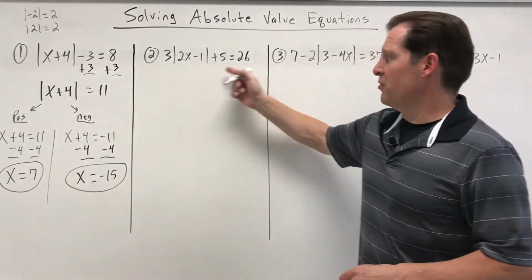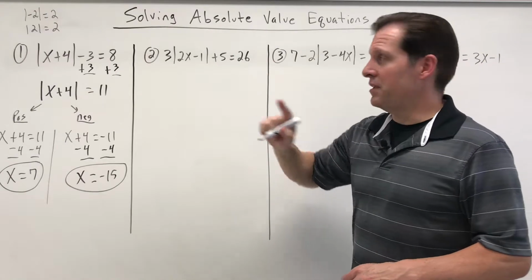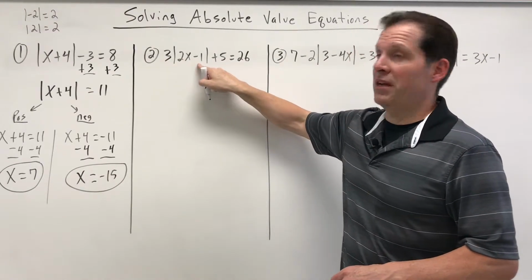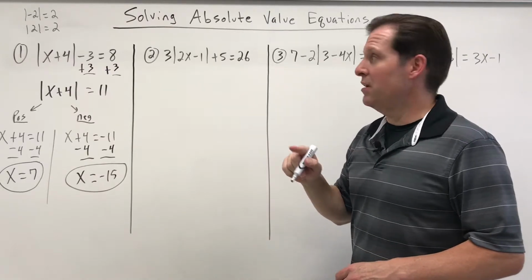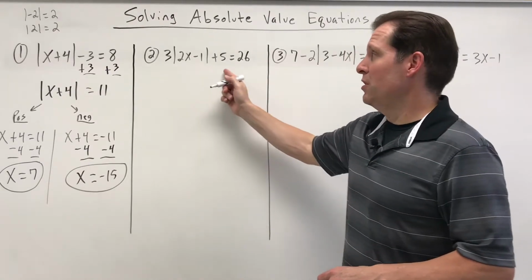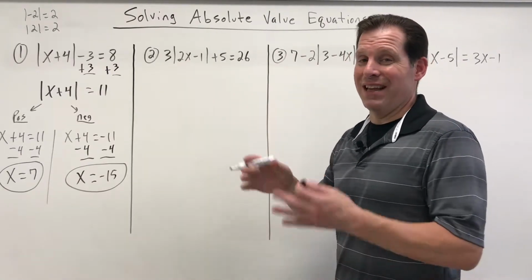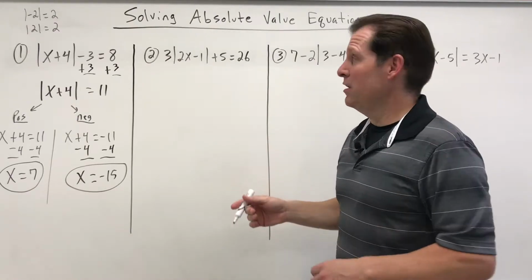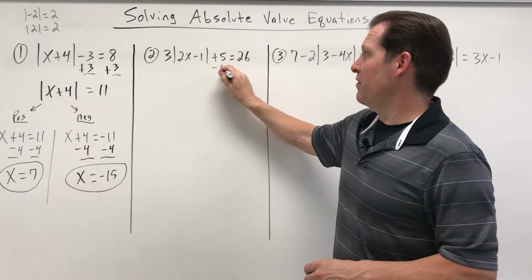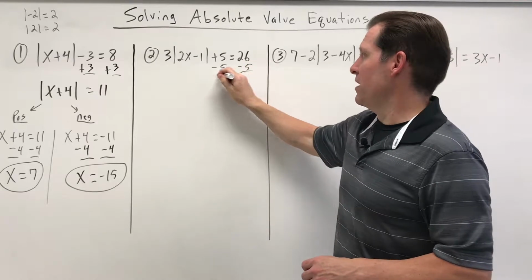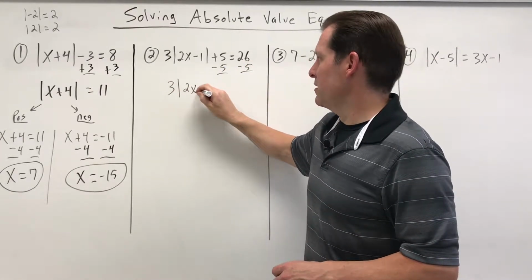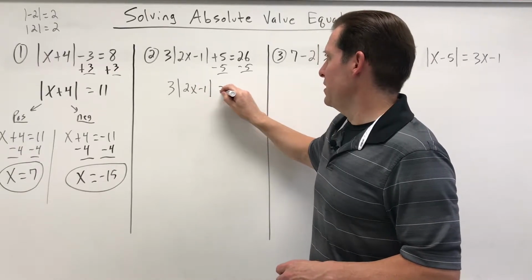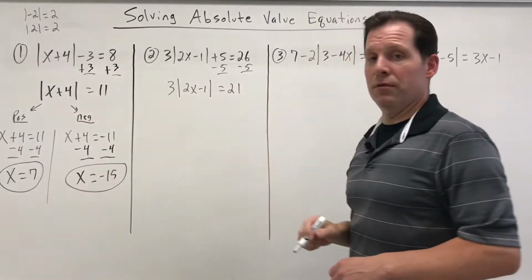All right, so let's look at number 2 here. So we got an extra step here. Now it's very tempting to want to distribute this 3 in here, and you can't do that because you will not always get the correct answer. Besides that, if you want to separate into your positive and negative case, you have to get the absolute value by itself first anyway. So what we're going to do is get rid of this 5. So we're going to subtract 5. So that gives me 3, the absolute value of 2x minus 1 is equal to 21.